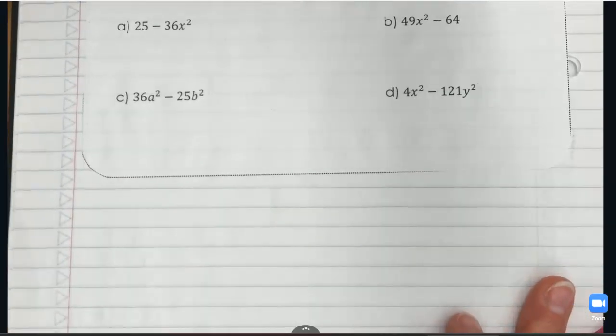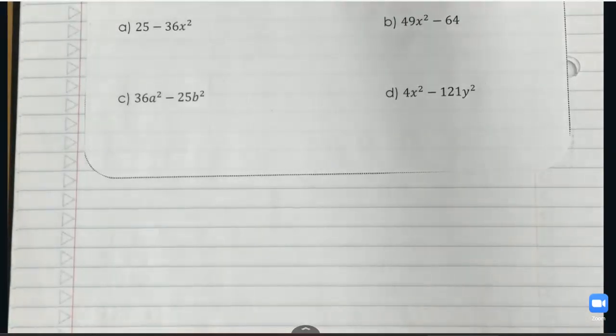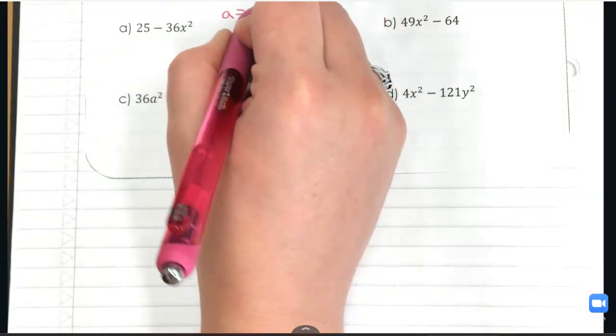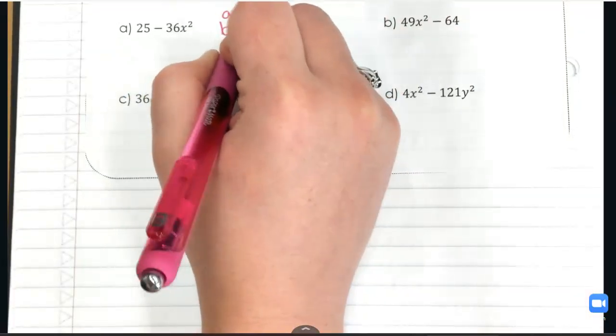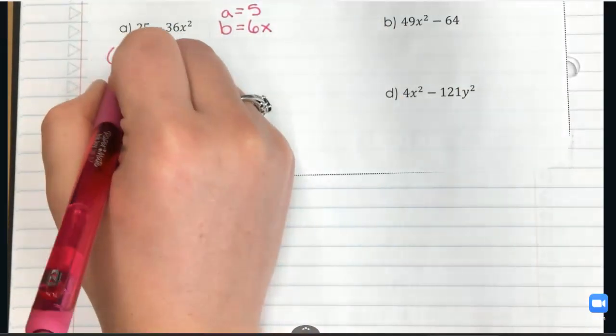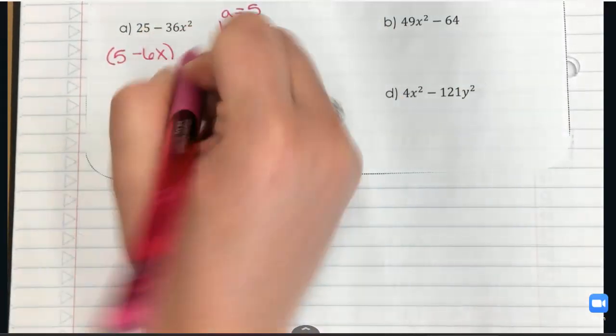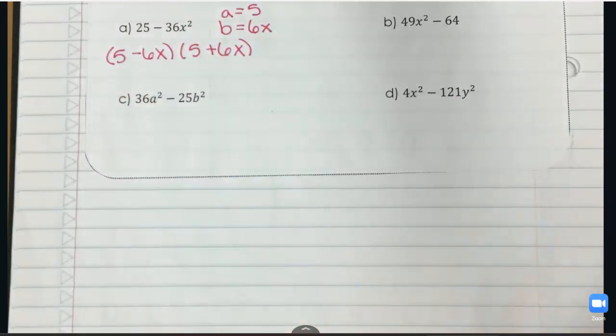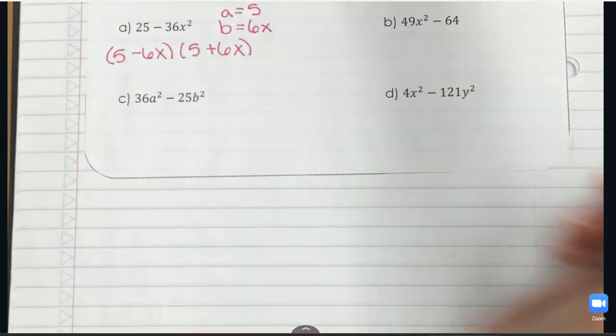So we are going to go through these examples here. On A, I have 25 minus 36x squared. So if this is a squared minus b squared, that means that my a is 5 and my b is 6x. So factored, this would be 5 minus 6x times 5 plus 6x. And I could FOIL to make sure that I get what I started with.